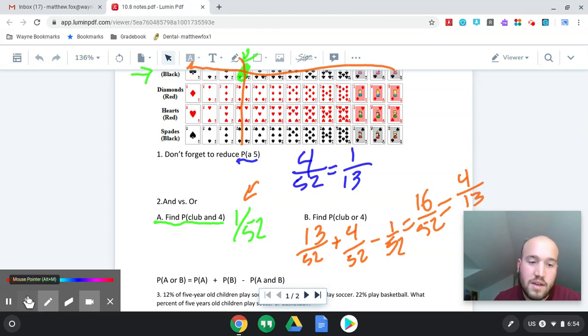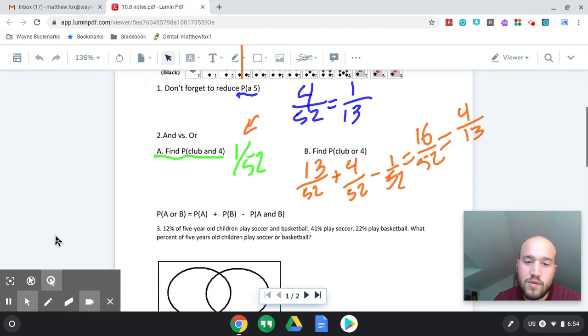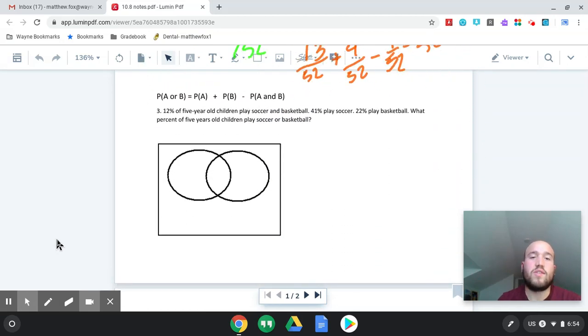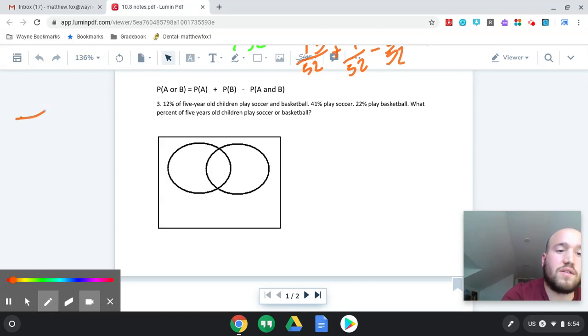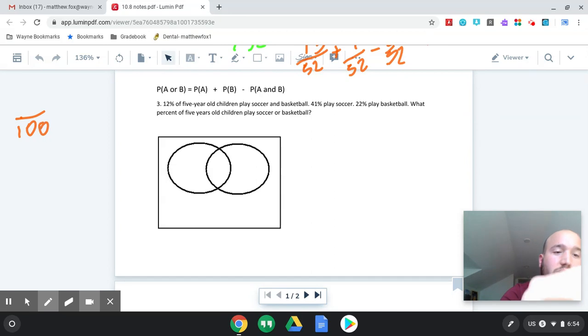Okay, now let's move to this next one. Here we're dealing with percents. So far when we've done probability, we have not done a problem with percents. It's really the same. Hopefully you know percents are out of 100, so just think of it as a fraction out of 100. You could write it as 12 out of 100 for that 12% right here, or you can write it as 0.12.